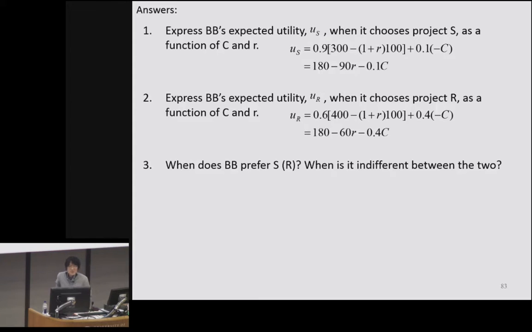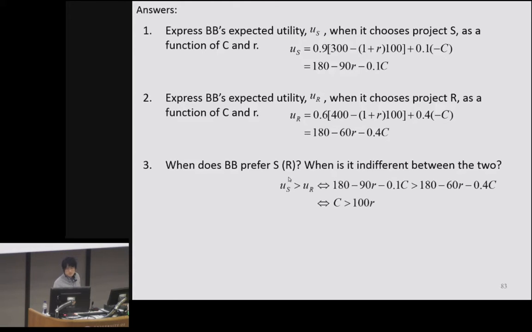Okay, question 3. When does Brown Bakery prefer project S, the safe project? When does Brown Bakery prefer the risky project? When is it indifferent between the safe and risky projects? We compare this first expression and the second expression. If US is larger than UR, then Brown Bakery prefers the safe project. If UR is larger, then Brown Bakery prefers taking the risky project.